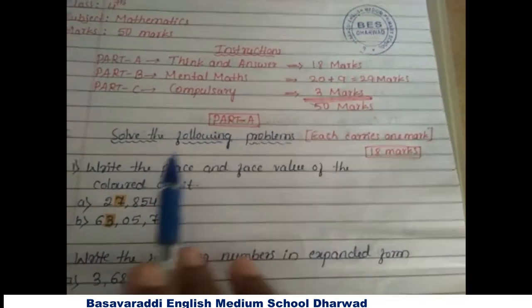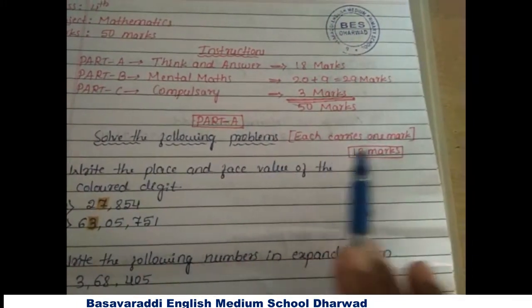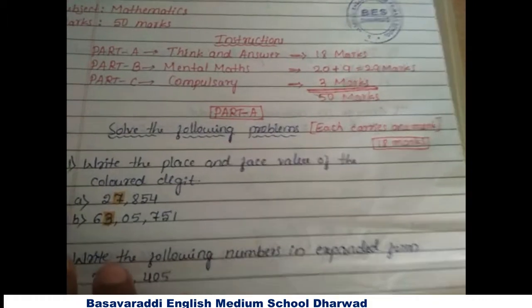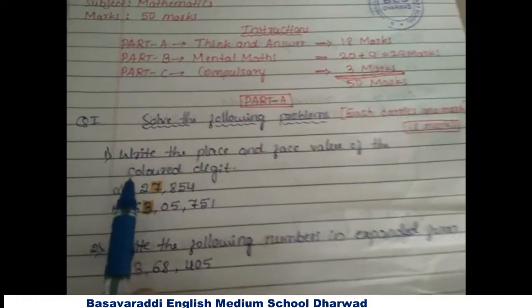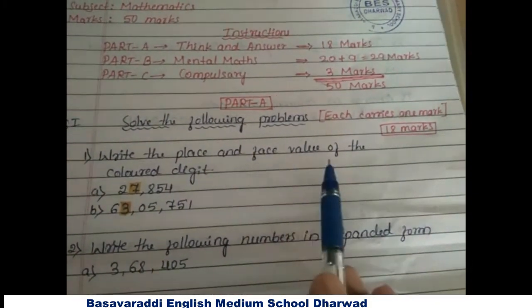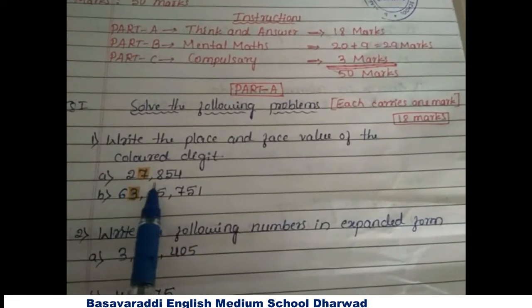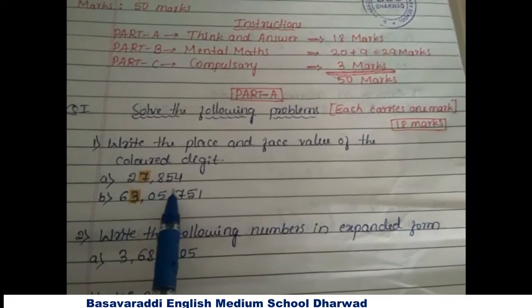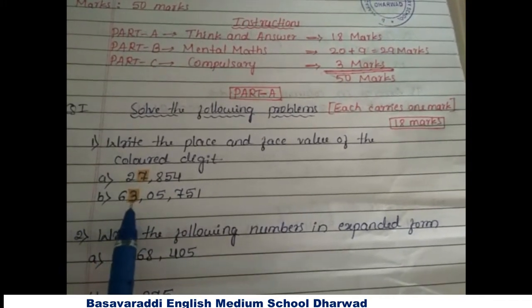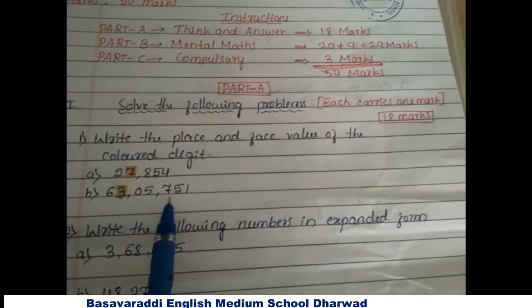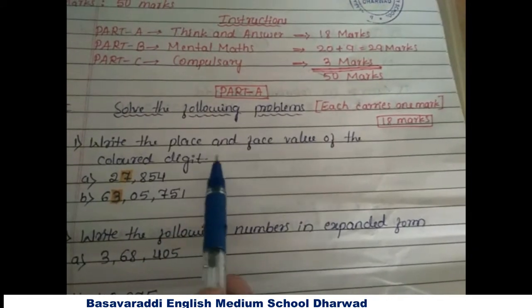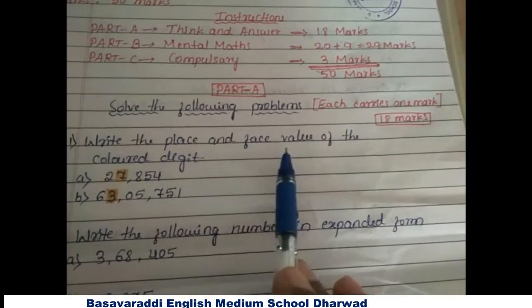Part A, solve the following problems, each carries 1 mark. In the first main question, the first one, write the place value and face value of the colored digit. A, 27,854. B, 63,05,751. So we have to write the place and face values.